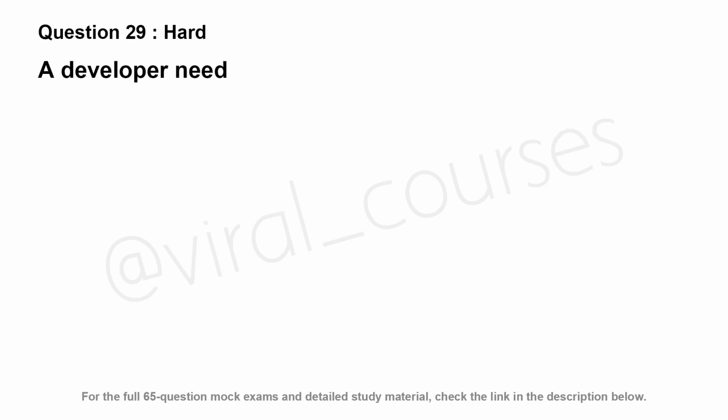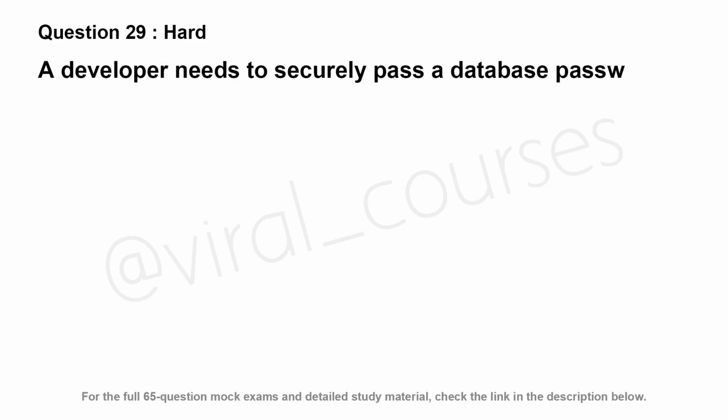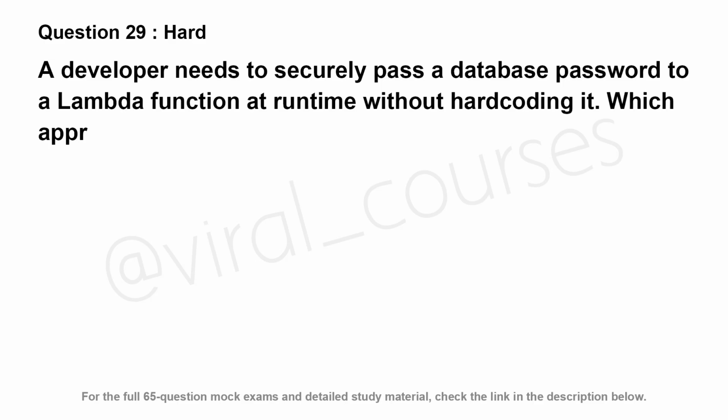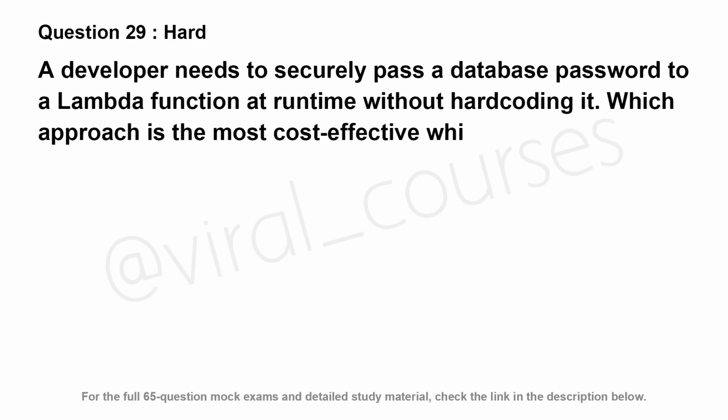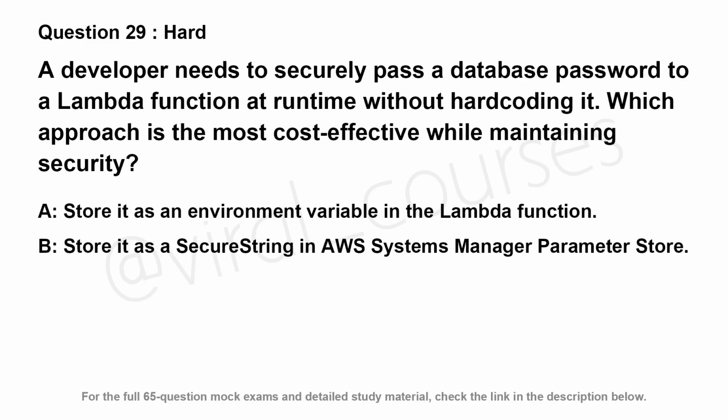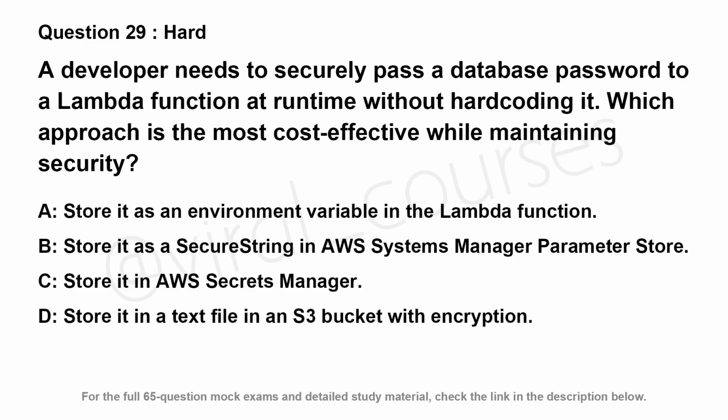A developer needs to securely pass a database password to a Lambda function at runtime without hardcoding it. Which approach is the most cost-effective while maintaining security? Option A, store it as an environment variable in the Lambda function. Option B, store it as a secure string in AWS Systems Manager Parameter Store. Option C, store it in AWS Secrets Manager. Option D, store it in a text file in an S3 bucket with encryption.